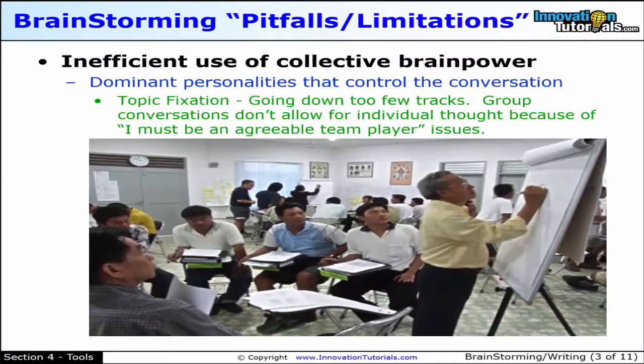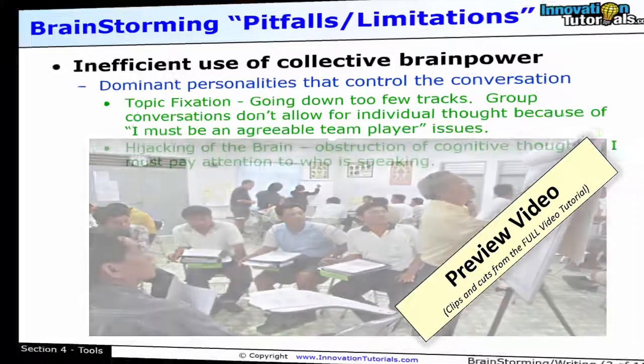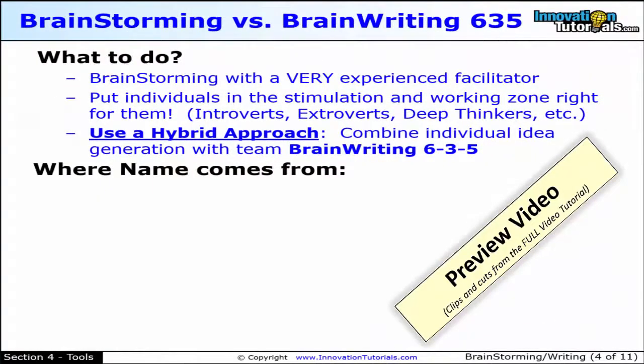One of the biggest inefficient uses of collective brain power is the dominant personalities that emerge when you're in a brainstorming session, and they control the conversation. We call it topic fixation. So let's talk about brainwriting 6 through 5.